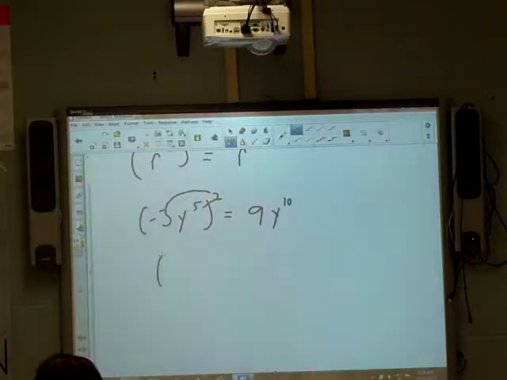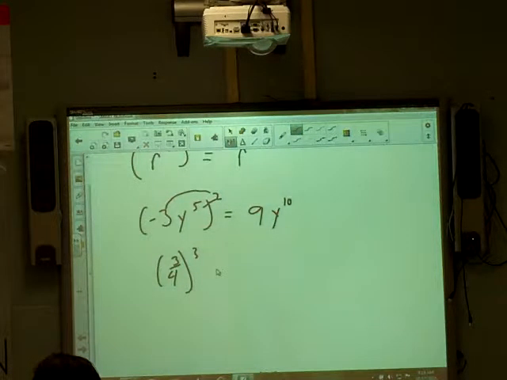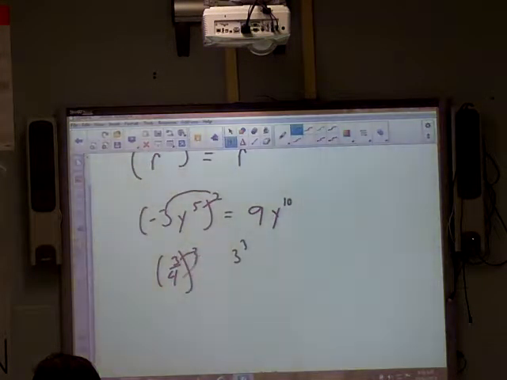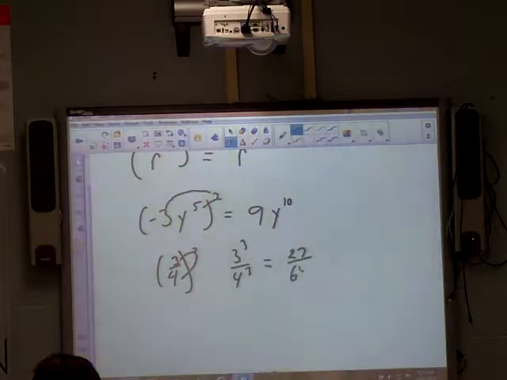All right, when we have a fraction, this still goes along with the power rule. When we have a fraction to a power, we've talked about this before when we were simplifying stuff, that power goes to the numerator and denominator. So this would be 3 to the third over 4 to the third. Now I can't divide those because it's a 3 and a 4, but I can figure out what each of them to the third is. 3 to the third, 4 to the third.